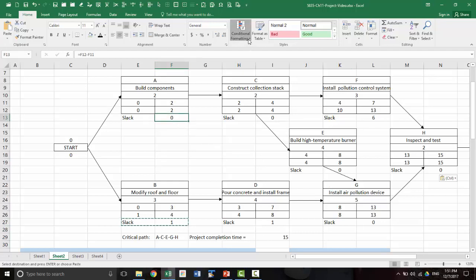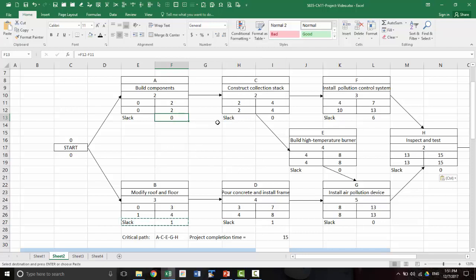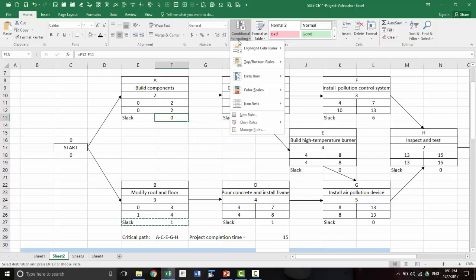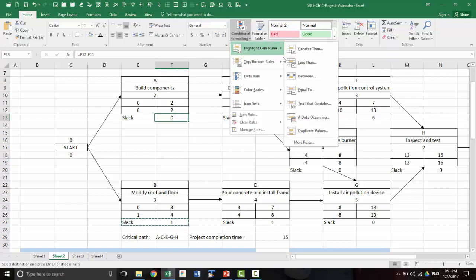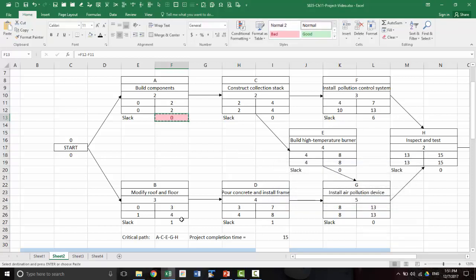So we can do conditional formatting for all of them. I should have done it before copying. So let's do conditional formatting, highlight rules, equal to. If the slack is 0, then you highlight. All right, now I'll copy that everywhere on all of these boxes. I did control click to select them. Okay, so I have to do it here as well.